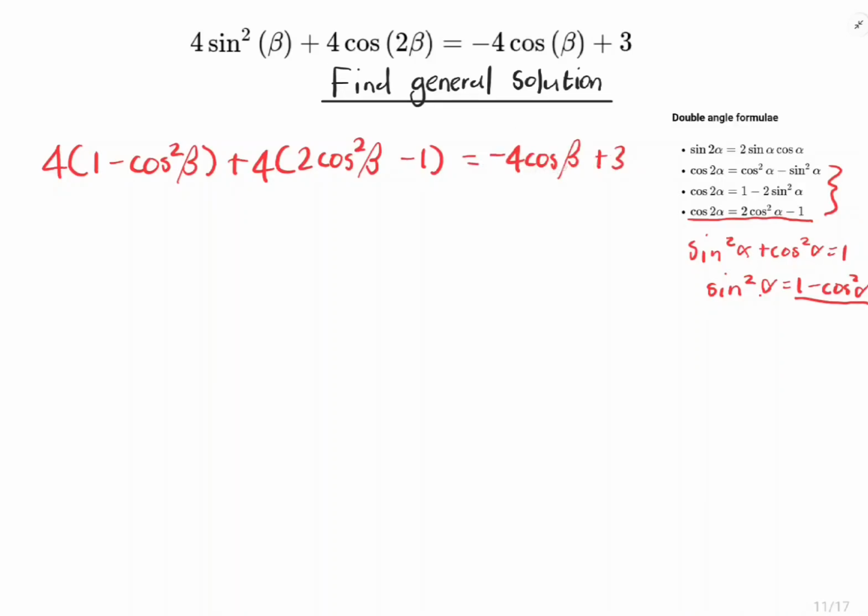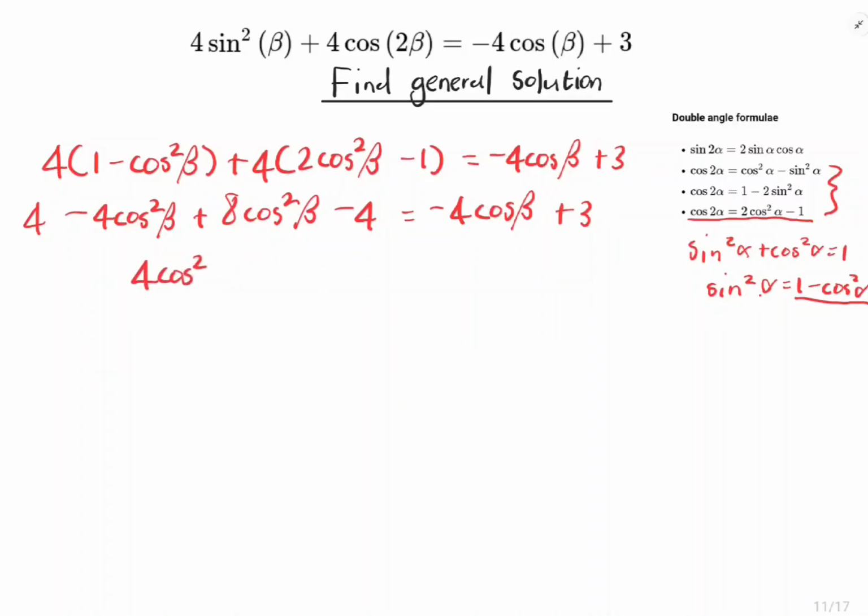Like we established, we cannot change this cos b. It's just as is. So expanding out, 4 minus 4 cos squared b plus 8 cos squared b minus 4 is equal to minus 4 cos b plus 3. And then further simplifying, you can see that this 4 is going to cancel with this 4. We're going to be left with, on the left hand side, just 4 cos squared b.